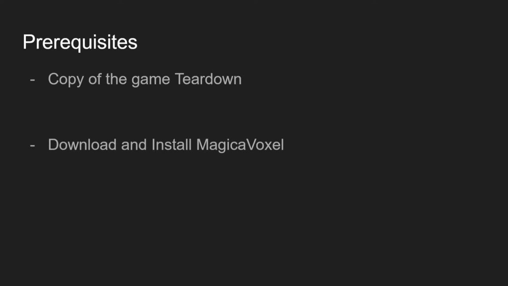Obviously, in order for this tutorial to work, you will need some prerequisites. Firstly, you will need a copy of your own game, Teardown, which you can find on the Steam website. You will also need to download and install MagicaVoxel, which is free software and is what we'll be using to manipulate the voxels. And an optional piece of software you should get is PureRef, which allows you to put reference images on your screen and keep them locked in place so that if you open a new window, that screen does not get covered.